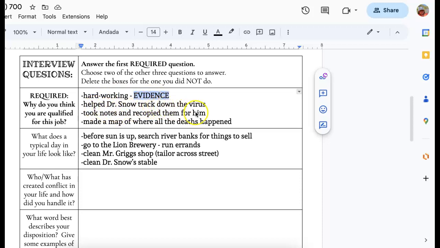He helped Dr. Snow track down the virus. He took notes and recopied them. He made a map of where all the deaths happened. And all of these things would contribute to why he would be a good scientist assistant. For what does a typical day look like? I just kind of walked through almost every day. He got up in the morning and he went to the riverbanks. Then he went to the Lion Brewery where he did some errands.